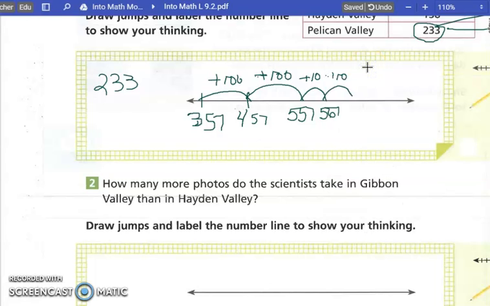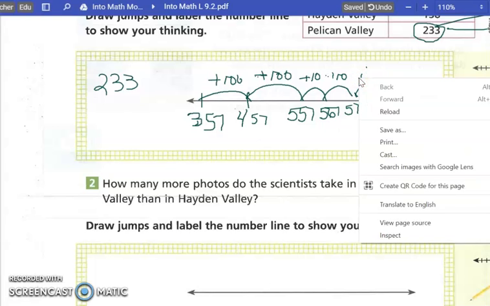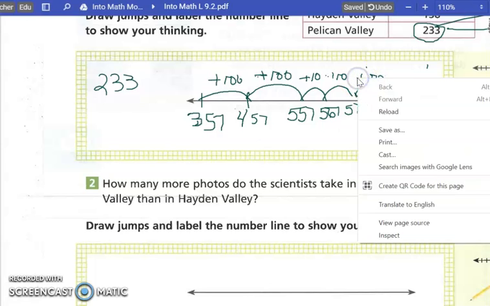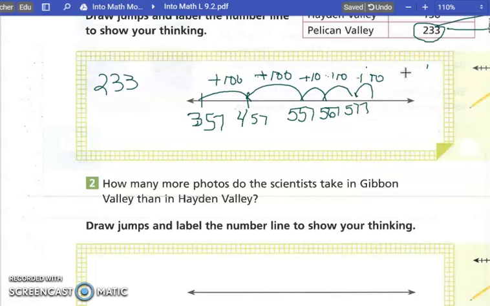And that makes it 577, right? Did we add 3 tens? 1, 2. We need one more, right? Plus 10. For some reason, it doesn't want to make a plus sign. Okay, so that would be 587. We're only adding 10.